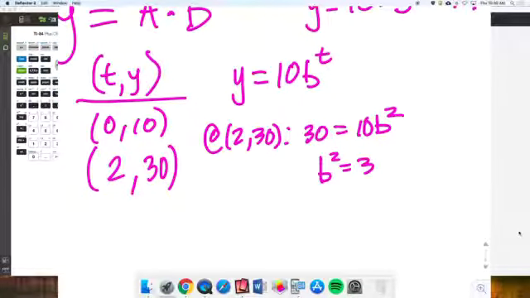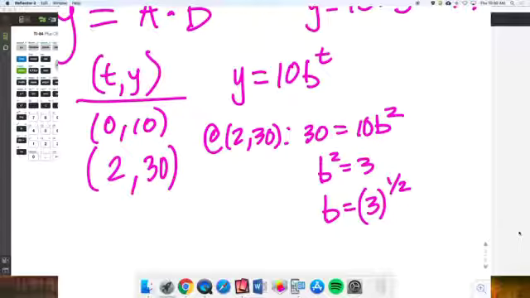Is 3 a perfect square? Nope. So what we do, remember, is we raise both sides to the reciprocal power, and we leave it as 3 to the 1/2 instead of the square root of 3. We don't want radical bases. We'd rather absorb them into the exponent.